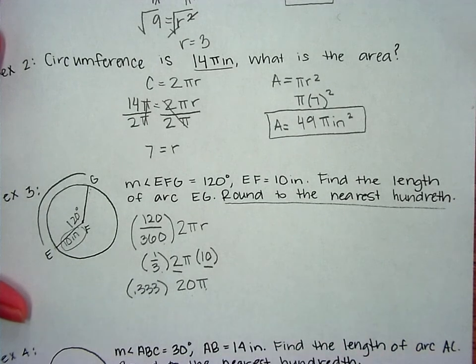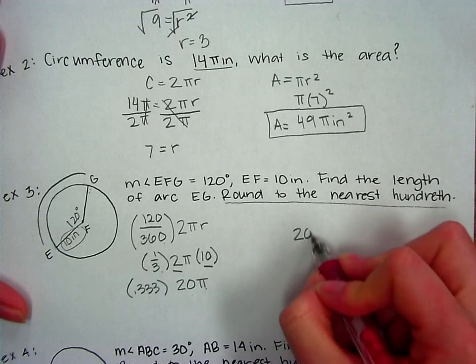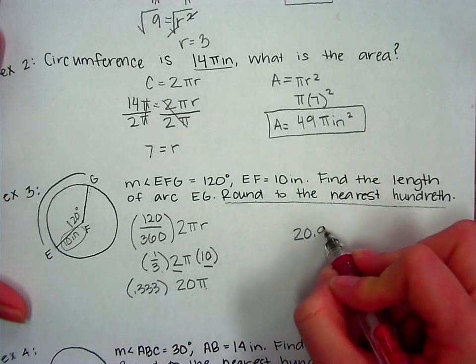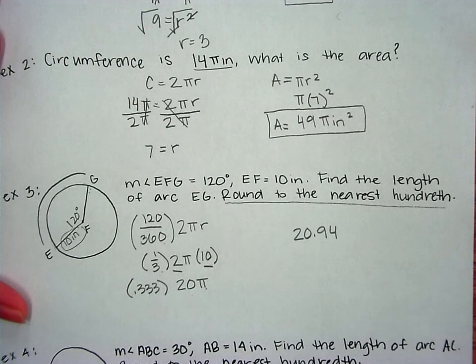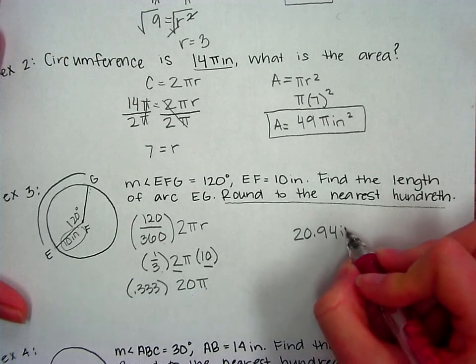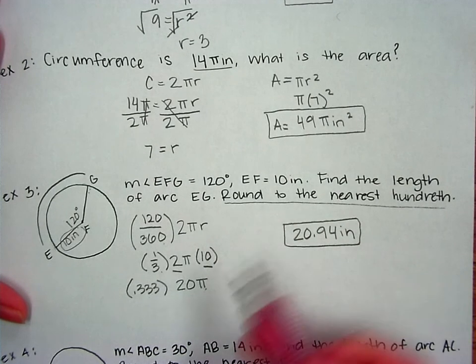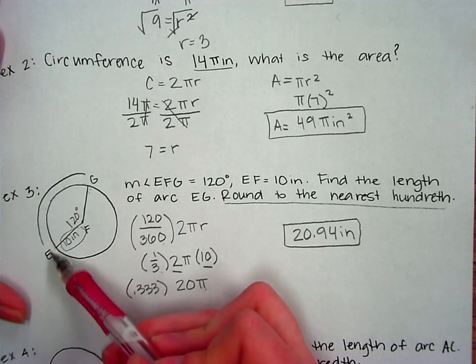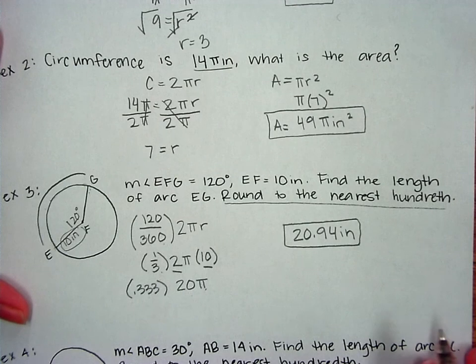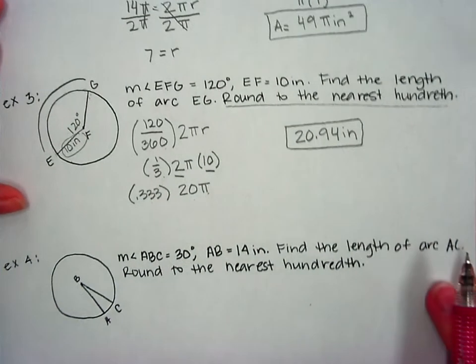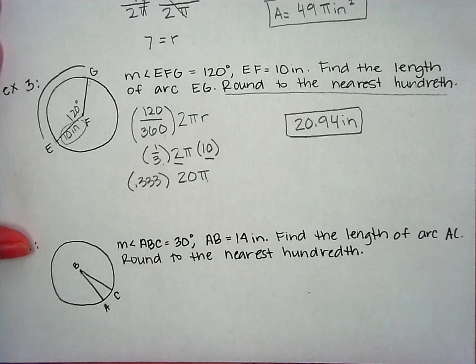So when I multiply all of those, I get 20 point, and nearest hundredth is 2 numbers after the decimal. Look to the third number to see if you need to round the second number up or keep it the same. So I got 20.94 inches. That's the length of arc EG, that part of the circle. Okay, here's another example. It's very similar. We'll just do another one so that you can see it again.